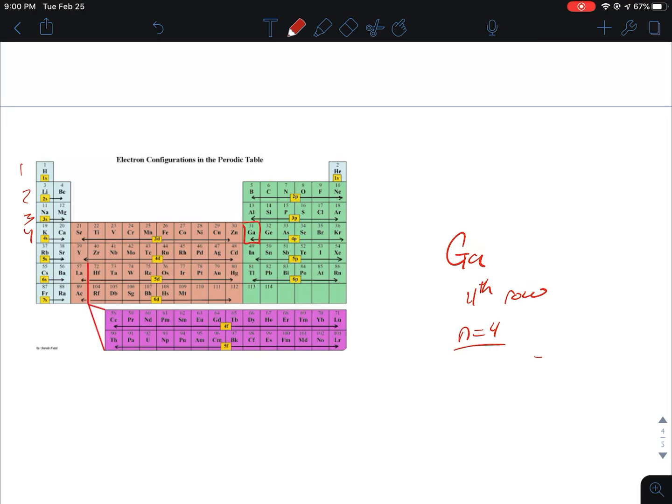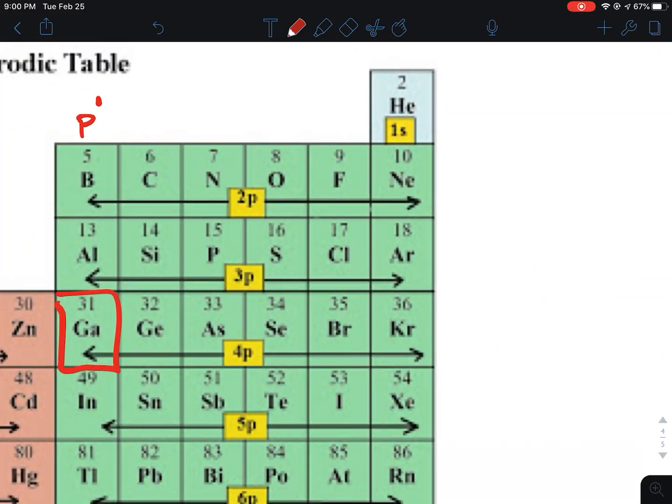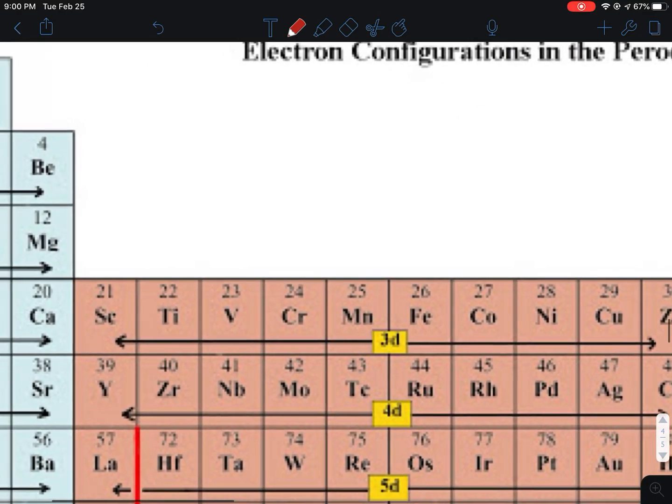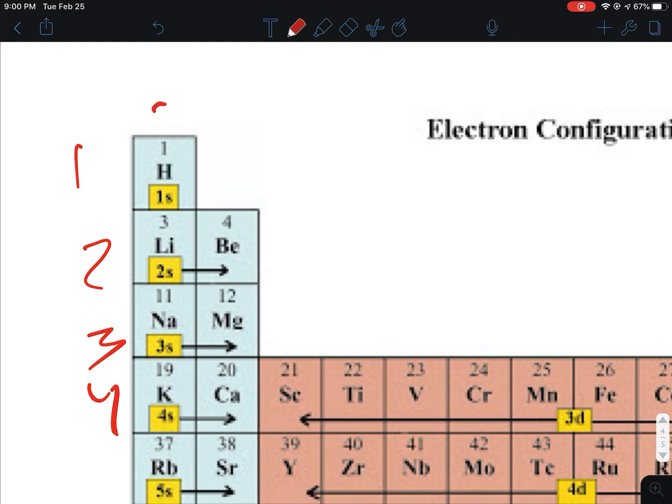So that means that I'm going to have n equals 4 at some point, and it's in the p block, so I also am going to have a 4p orbital. I don't know how many electrons it is, except we can make some assumptions here. We can get really close in here. This is going to be p1, p2, p3, p4, p5, p6, because there are 6 spaces in this group. So there are going to be up to 6 electrons in that p orbital.